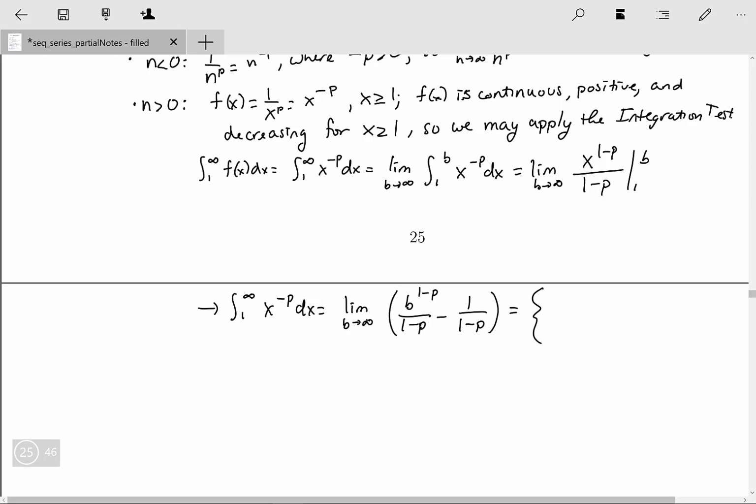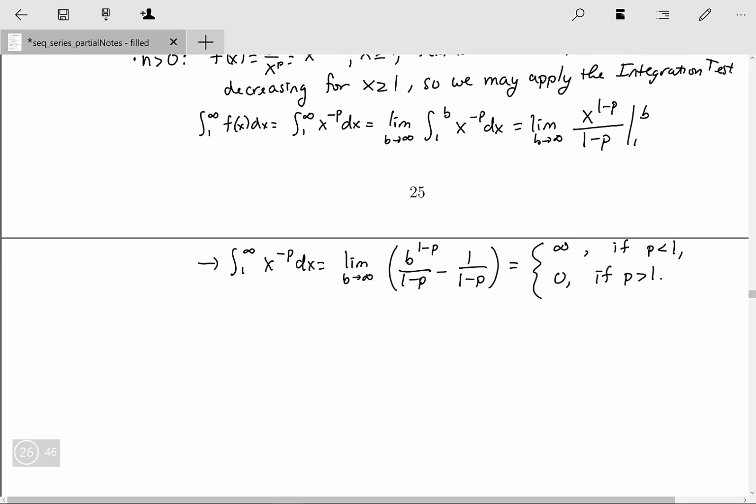So if p is less than 1, that means b is being raised to a positive power, and when we take the limit as b goes to infinity, that is going to give us infinity. And if p is bigger than 1, then we have b raised to a negative power, so it's in the denominator, and so we get 0. We already dealt with p equals 1.